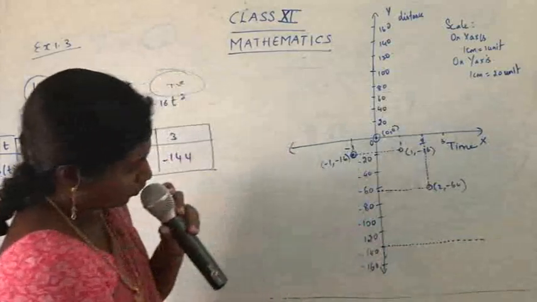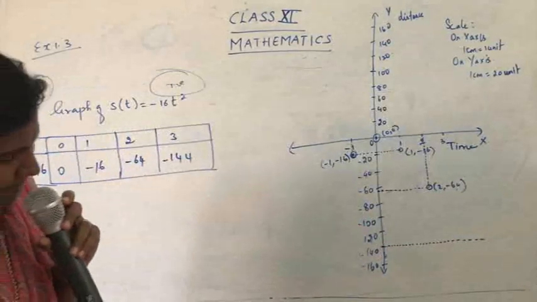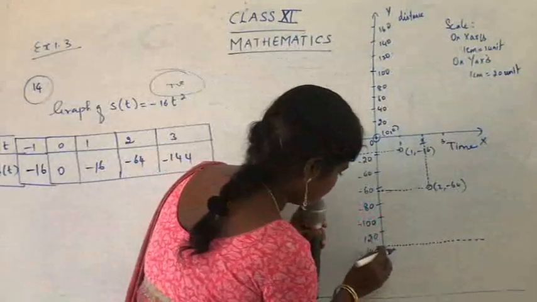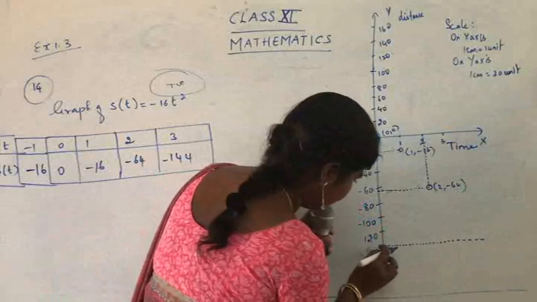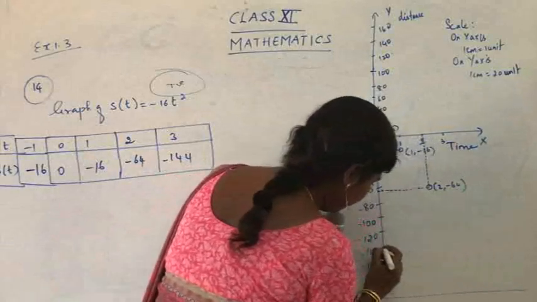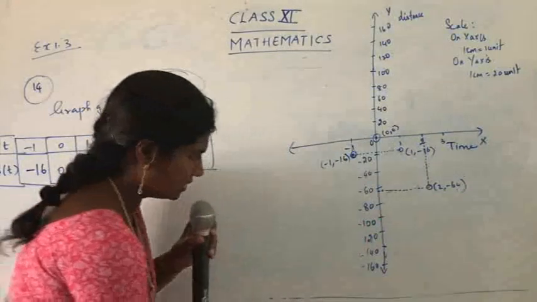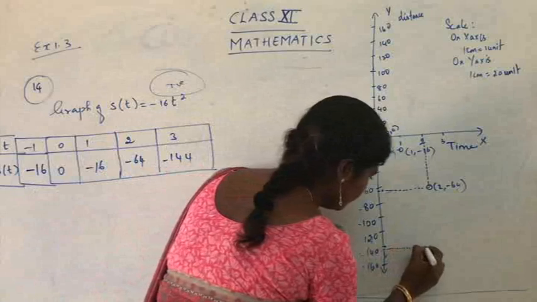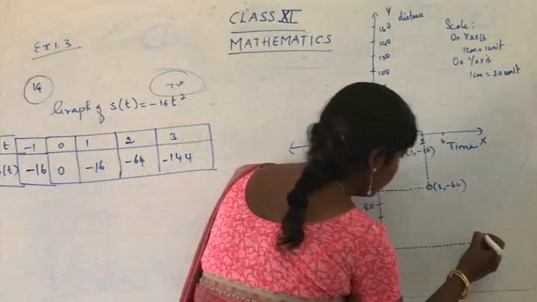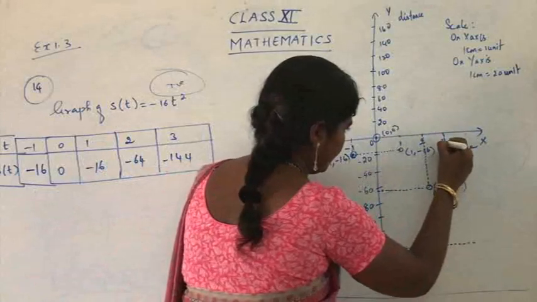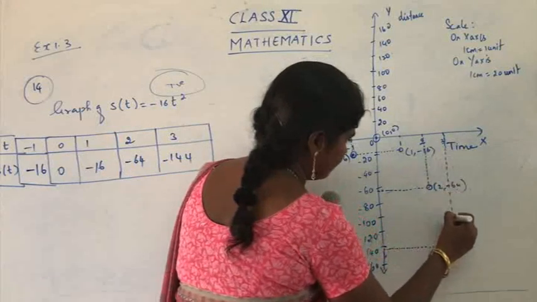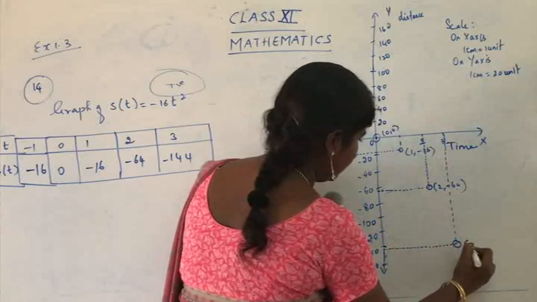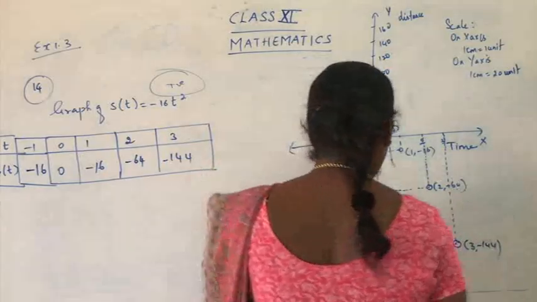I hope my lines are going in a proper way. So you have 140 here, so it should be taken a little down, yes? I'll take it a little down, very close. And I'll just take it here. It's 3, -144.